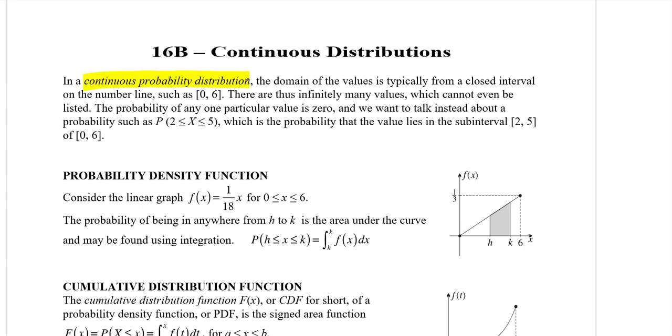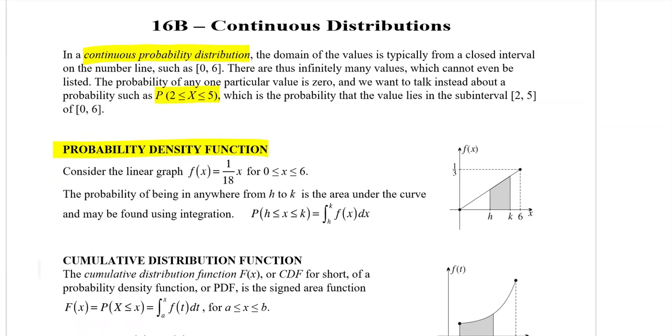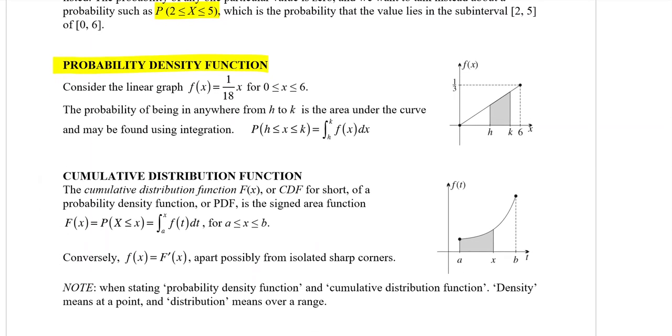We want to talk instead about the probability of an event, such as the probability that the value lies between 2 and 5 of the 0 to 6 that we started with. So we're going to talk about some different types of functions in this topic. The first thing is the probability density function. When you see an equation for a probability density function, it will use the lowercase f.